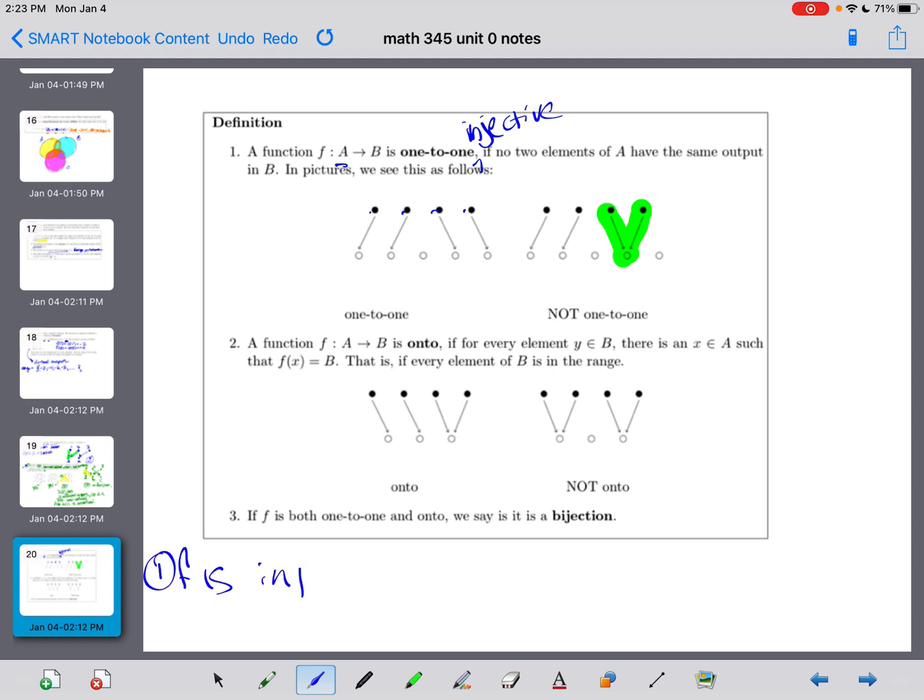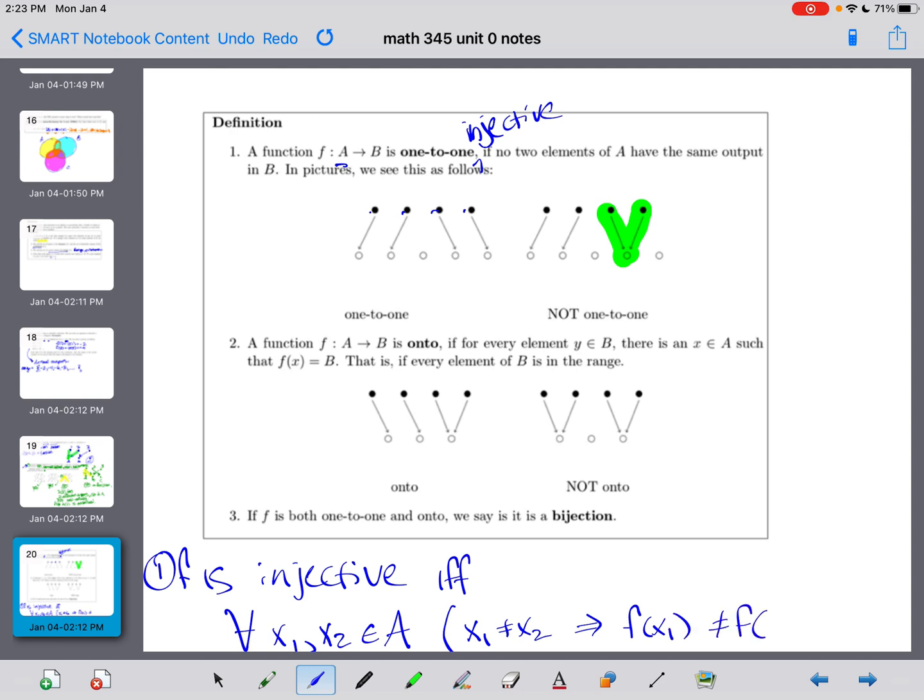f is injective if and only if for every pair of elements, let's say x1 and x2 in the domain, if x1 and x2 are two different elements, then f of x1 and f of x2 are two different elements. So if you start with two different elements of the domain, you're going to end up with two different outputs. That's what it means to be one-to-one.